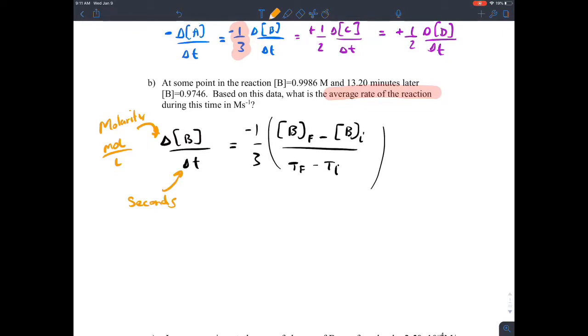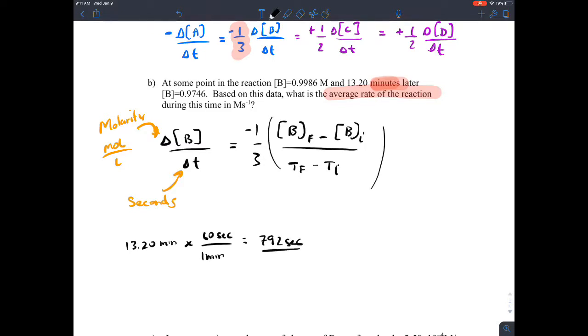Now, this is important because if we look at the question, we see that at some point the concentration of B is this number, and 13.2 minutes later, minutes being the main thing here, it becomes this particular concentration. So that is not in the format that we need it to be. So we very first need to accommodate and turn the 13.2 minutes into seconds. We know that for every 1 minute, there are 60 seconds. So a quick calculation. Let's do that really fast. 13.20 times 60, we get 792 seconds. Cool.